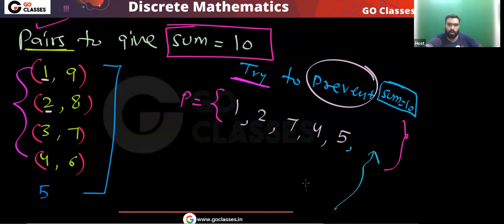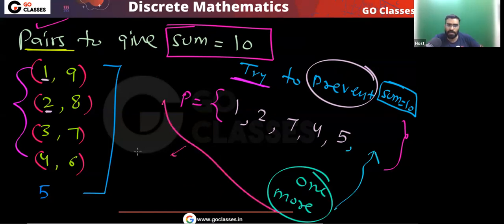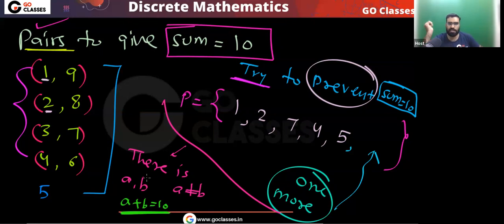But if I add one more person, one more number, then now I can guarantee that summation equals 10. Now there is A comma B, where A comma B are different and their summation equals 10. So tell me, did you understand that?